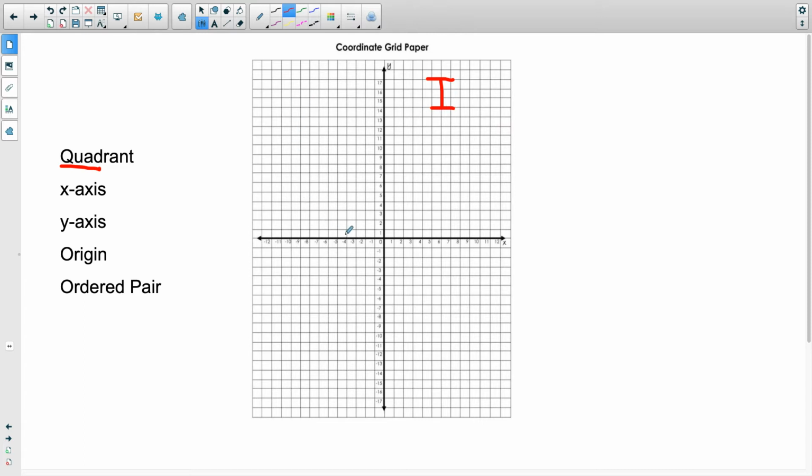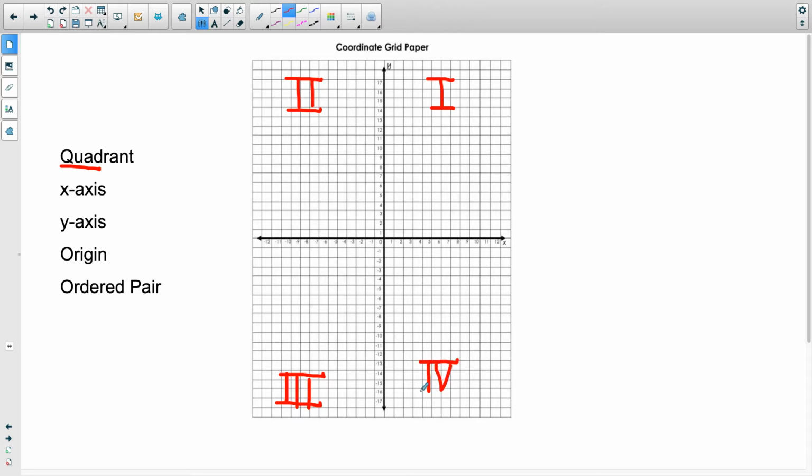Then we go counterclockwise. We kind of make a circle this way. Up here, top left, is quadrant 2. Again, Roman numerals. That's a Roman numeral 2. Going up, our numbers are positive, but this way our numbers are negative. Next is quadrant 3, which is our bottom left. And finally, quadrant 4. If you don't know how to write a 4 in Roman numerals, it is IV.